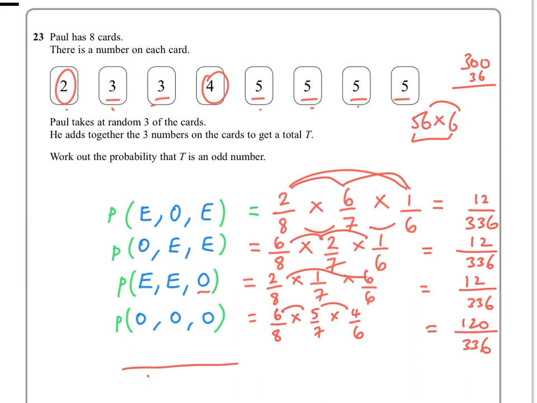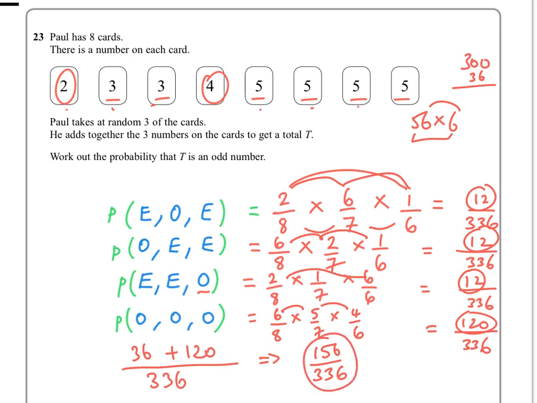Out of 336, we have 12, 24, 36, and 120, which gives you a total of 156 out of 336. And I'd leave my answer as that, whereas some people would have cancelled these out to begin with, and so on, which I'm not going to do right now.